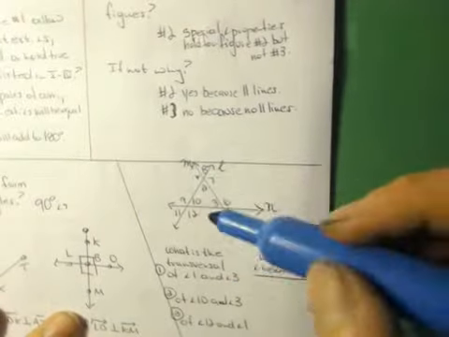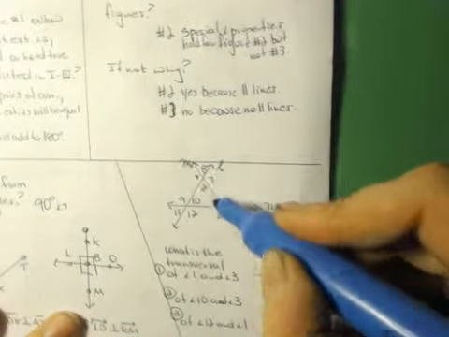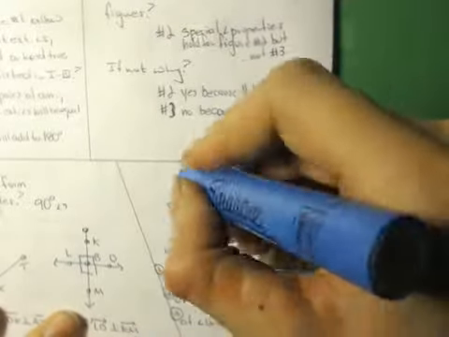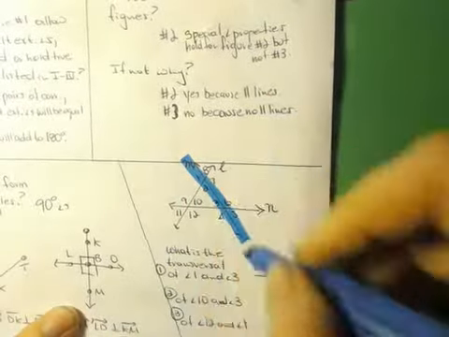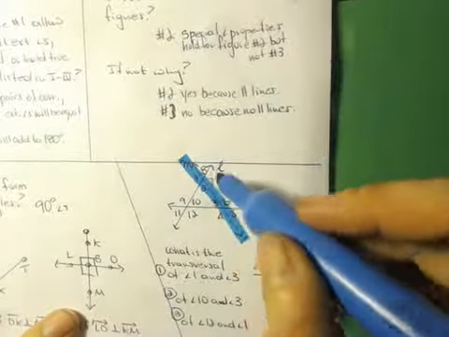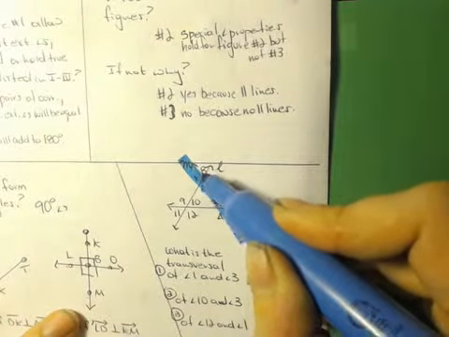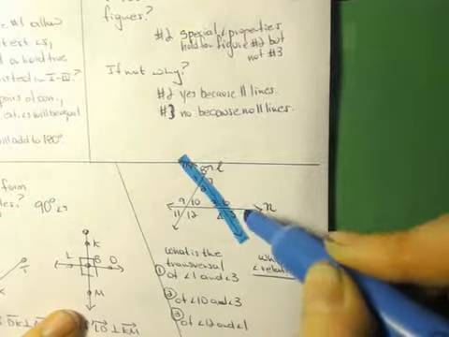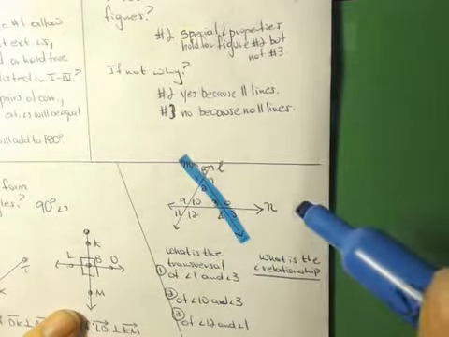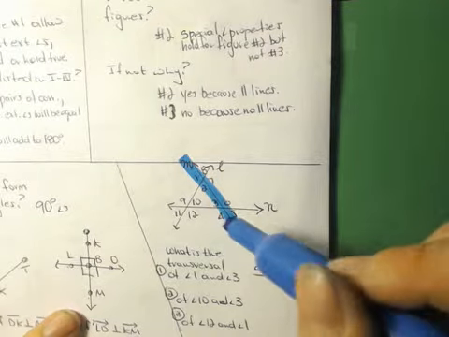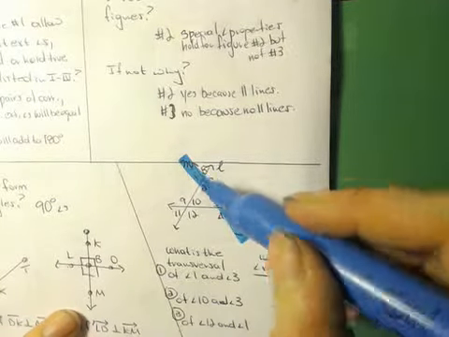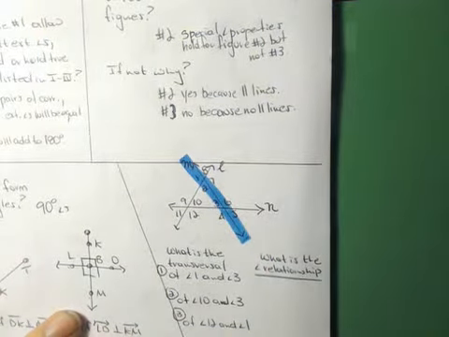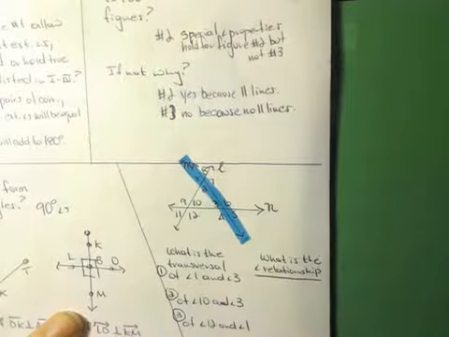So angle 1 I have right here, and angle 3. What line do angle 1 and angle 3 share? Well, they're going to share line M, because angle 1 is formed by lines M and L, and angle 3 is formed by lines N and M. So we know that this line is shared by both of them. Okay.